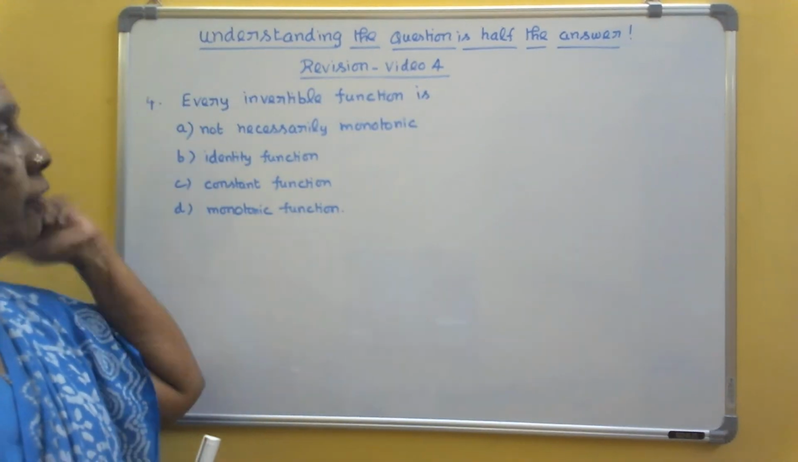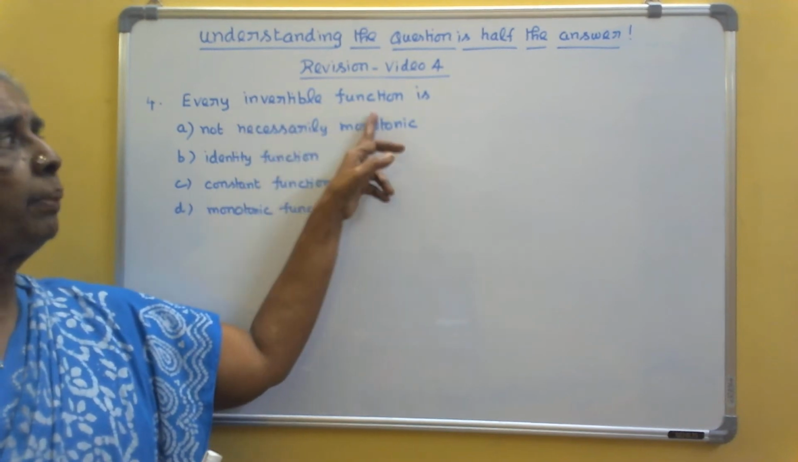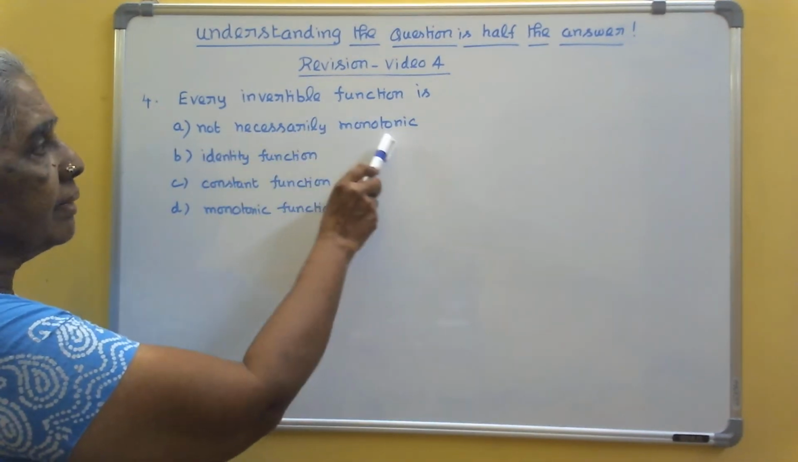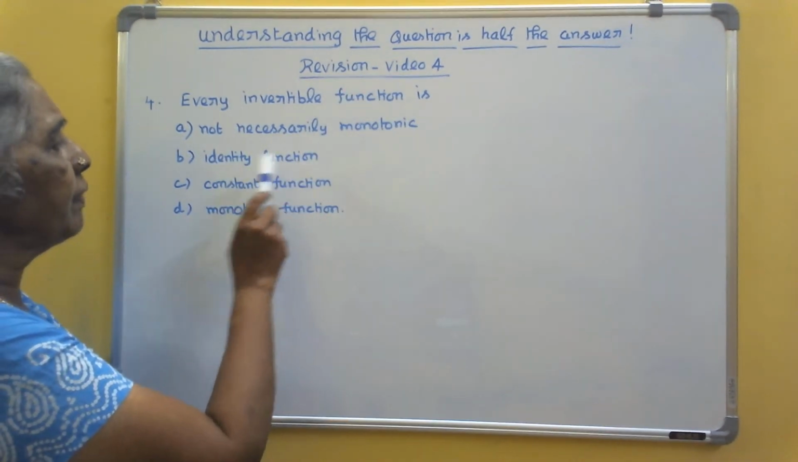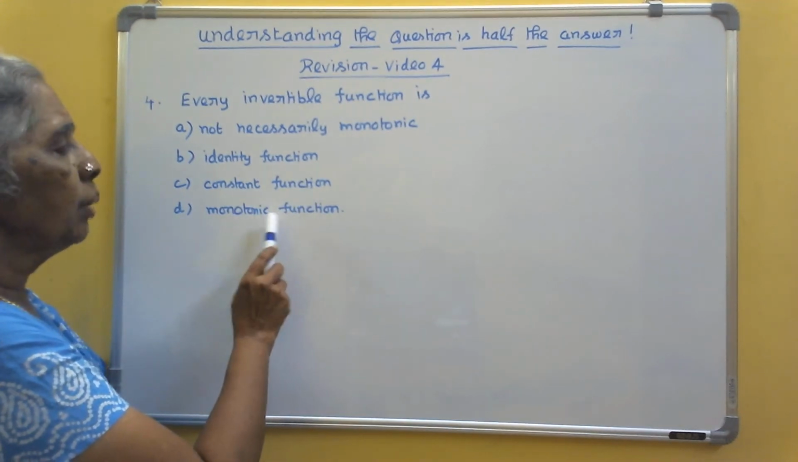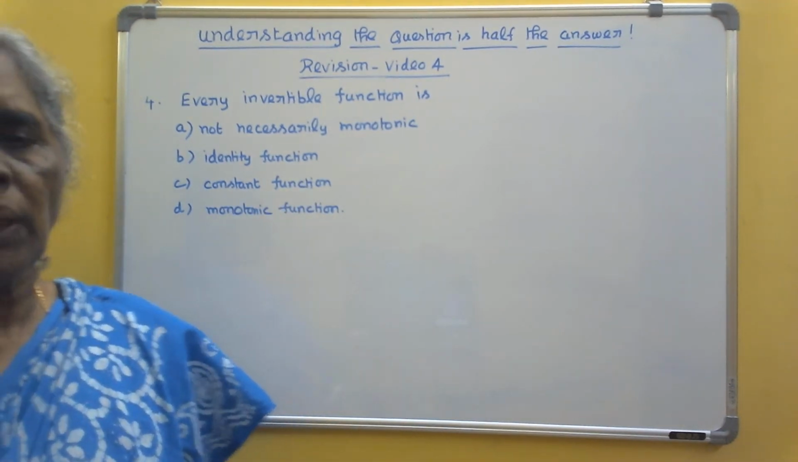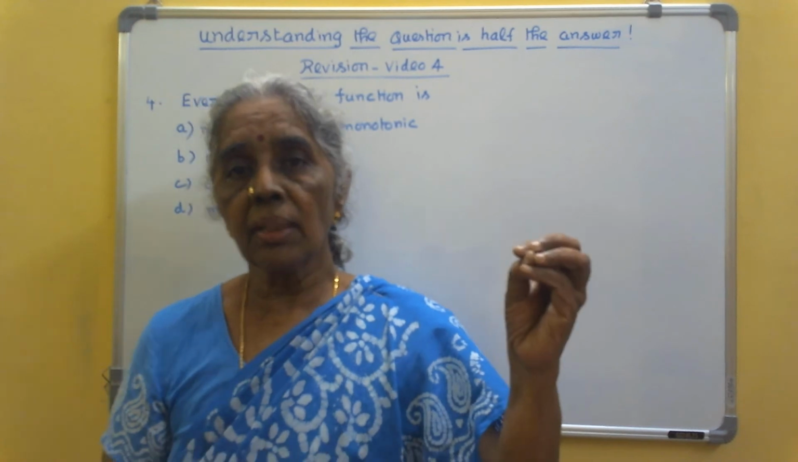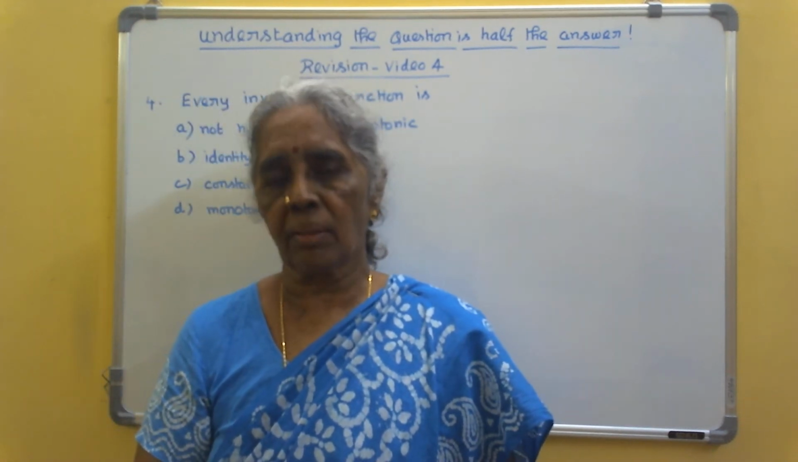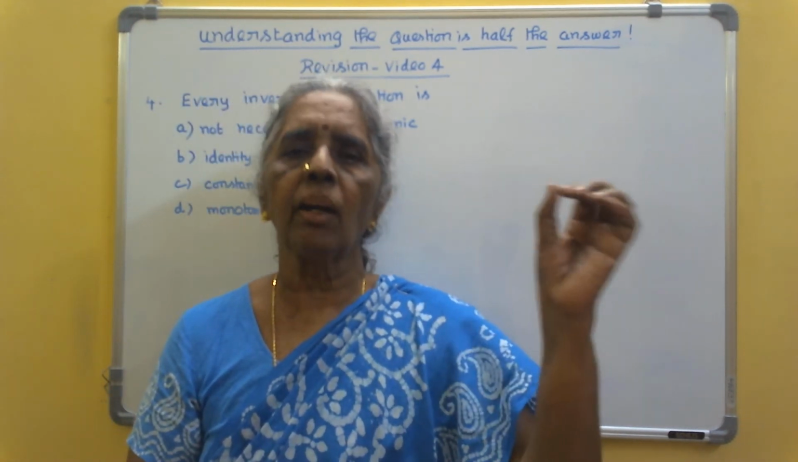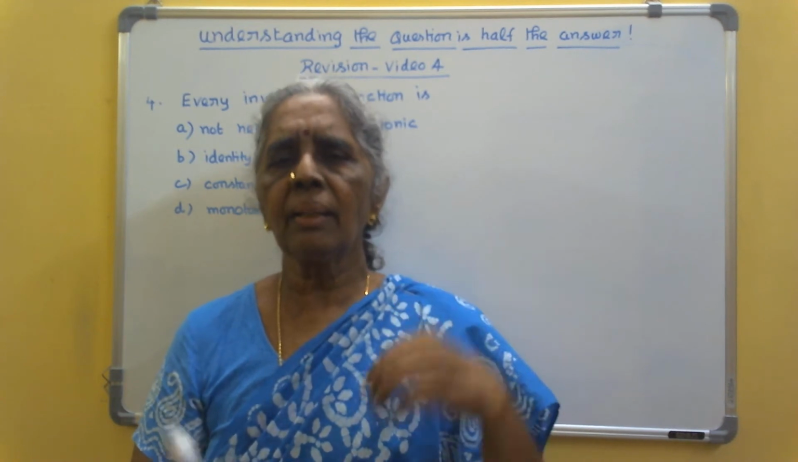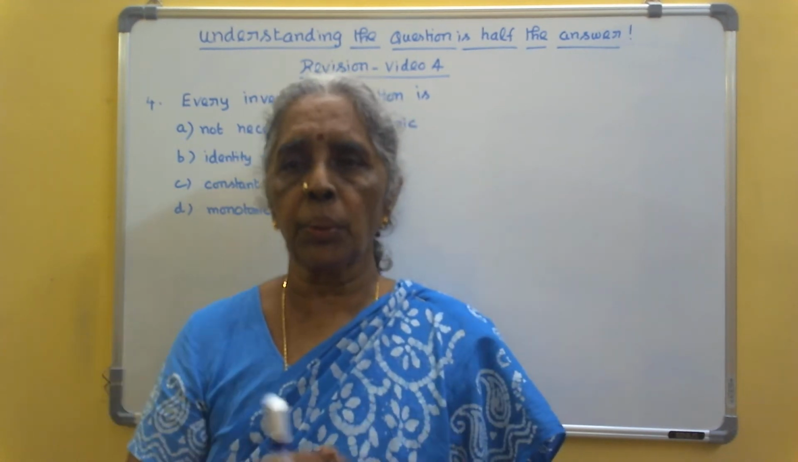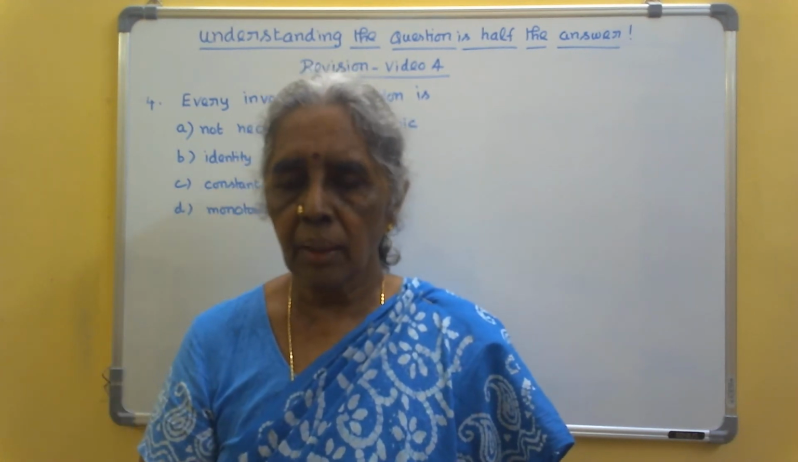Let us move on to the fourth one. Every invertible function is not necessarily monotonic: identity function, constant function, monotonic function. Actually, you don't have inverse function, that I know. But I want you to know the meaning of monotonic function, and that one concept which I want you to know. That's why I have taken this sum.